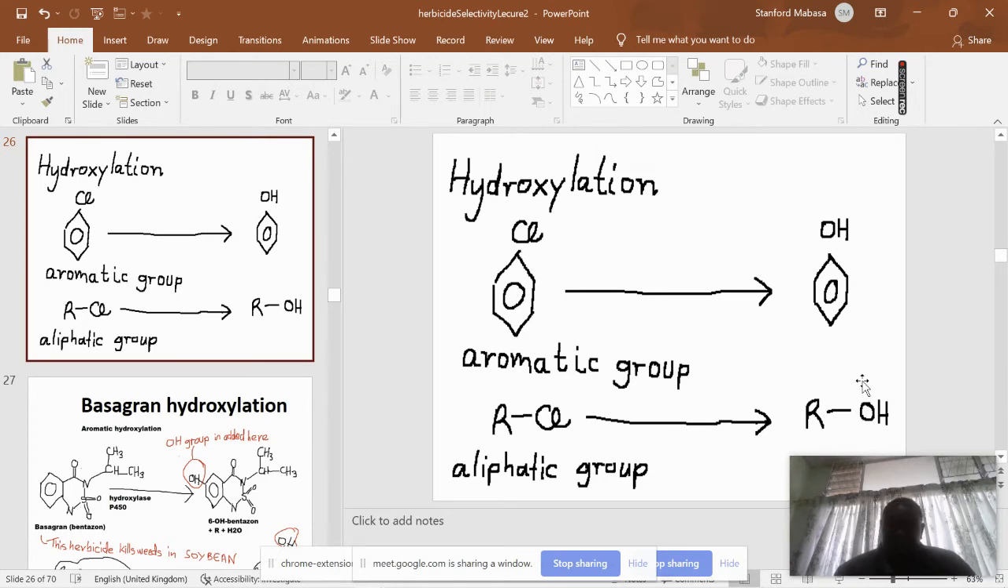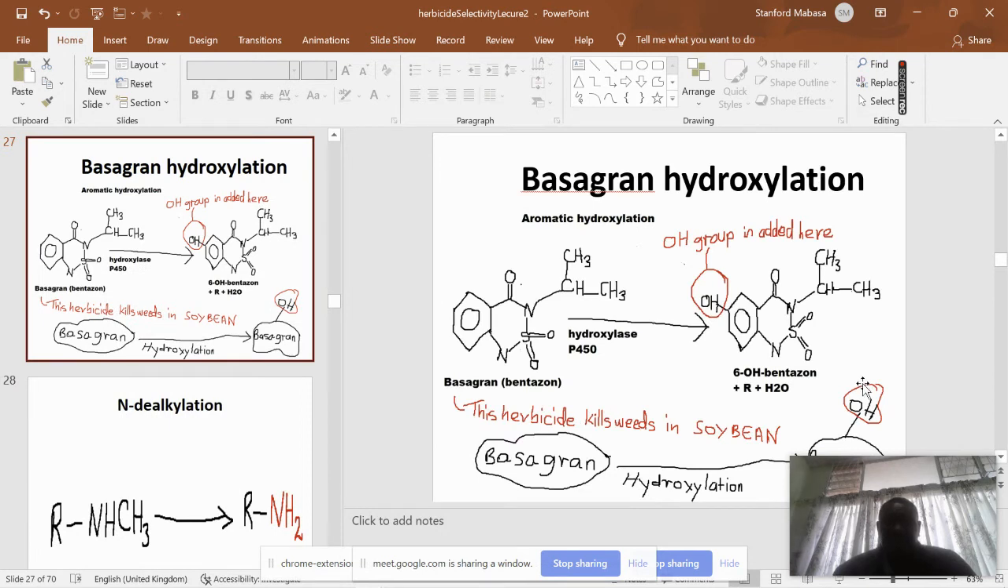And we can apply this to basagran. This is the structure of basagran. At one point of the benzene ring, we can insert the OH and cause basagran to be less toxic. Or we can just represent it by this circle and write basagran, hydroxylation, we put the OH, and the basagran herbicide properties will be removed. That is hydroxylation.